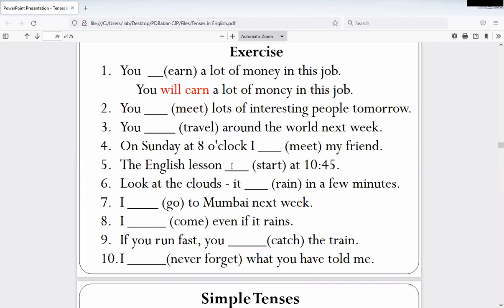The sixth sentence is, look at the clouds. It (rain) in a few minutes. Look at the clouds. It (rain) in a few minutes. So here we will use will. Look at the clouds. It will rain in a few minutes. It means later, after a few minutes, it will be raining. Look at the clouds. It will rain in a few minutes.